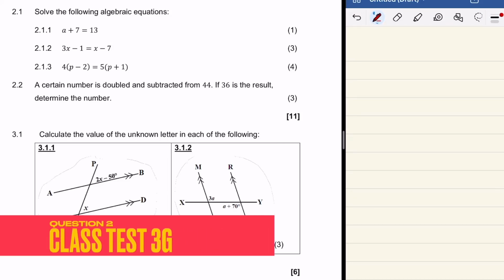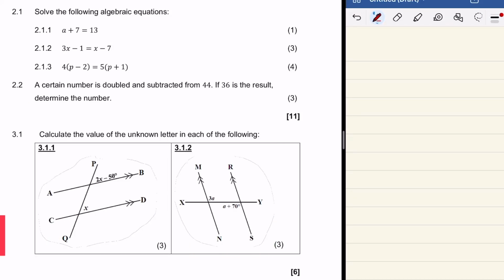2.2. And for 2.2, we are just going to quickly formulate the equation on this side, and we can just solve it on the right hand side here. A certain number is doubled and then subtracted from 44. If 36 is the result, determine the number.